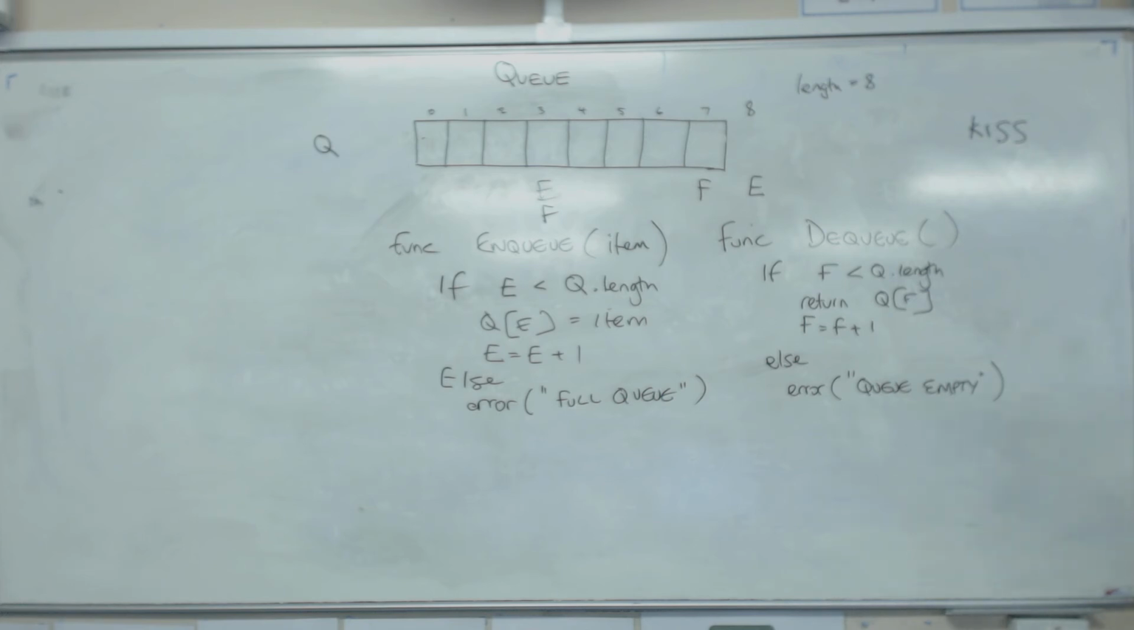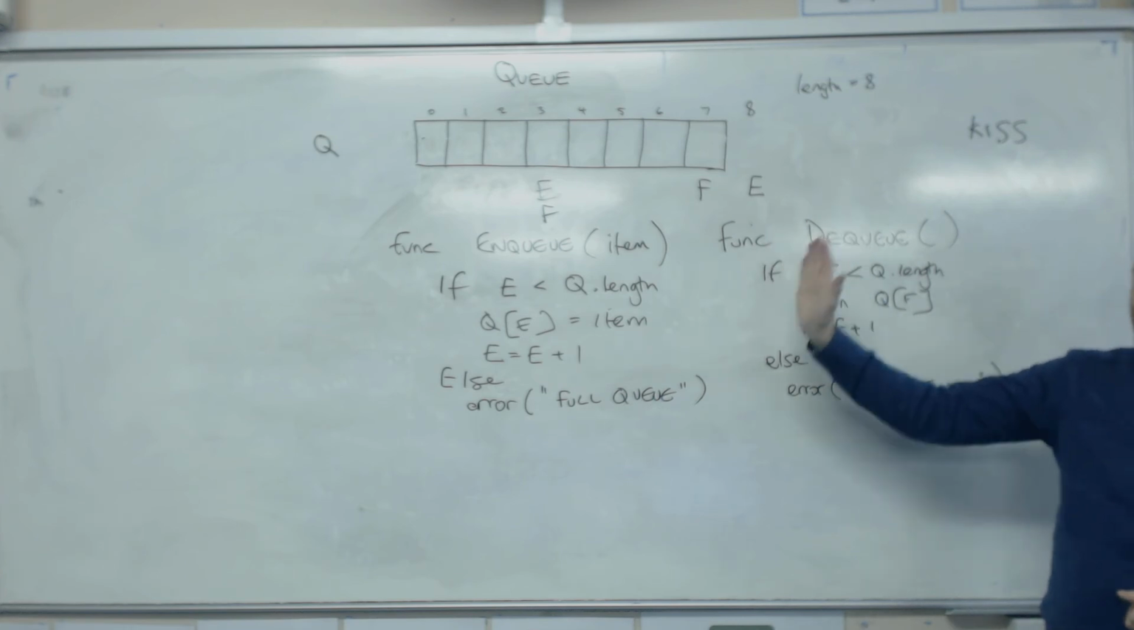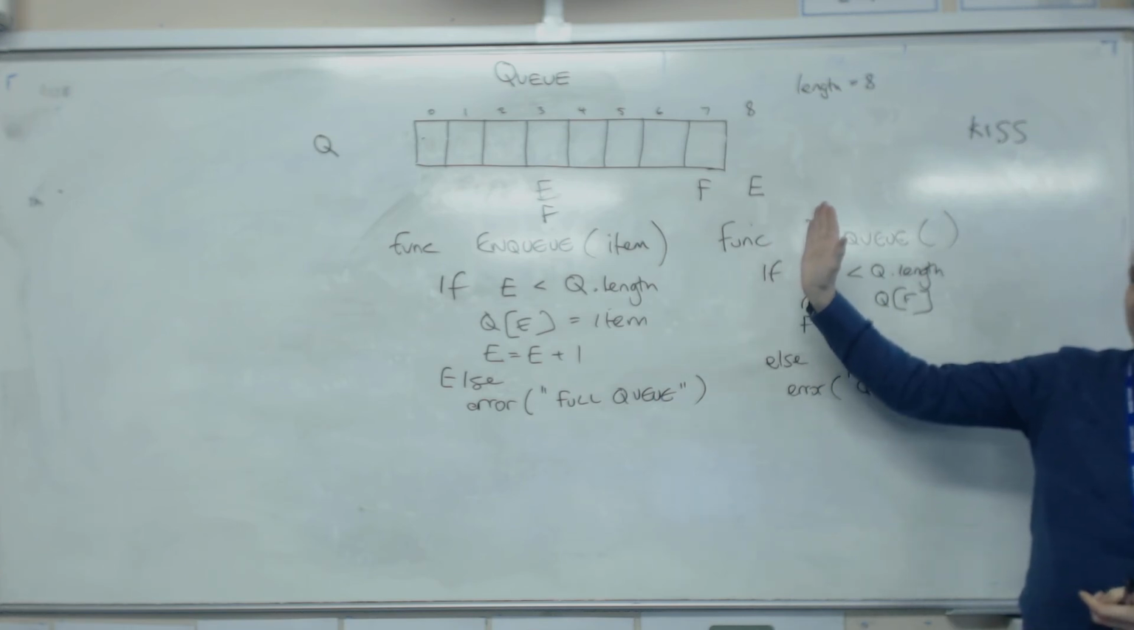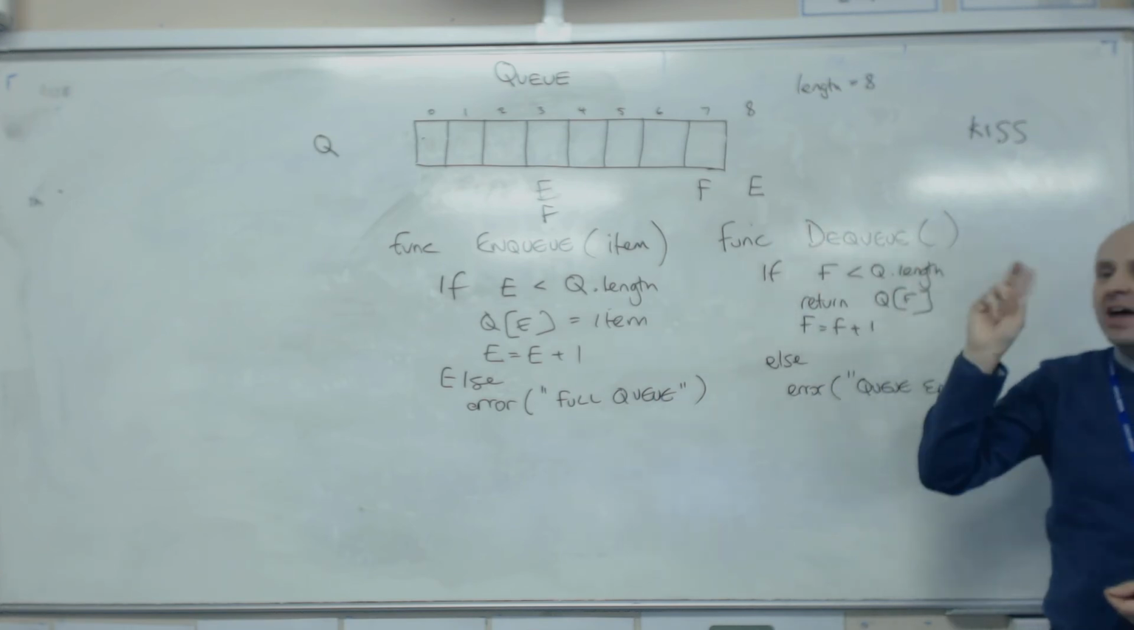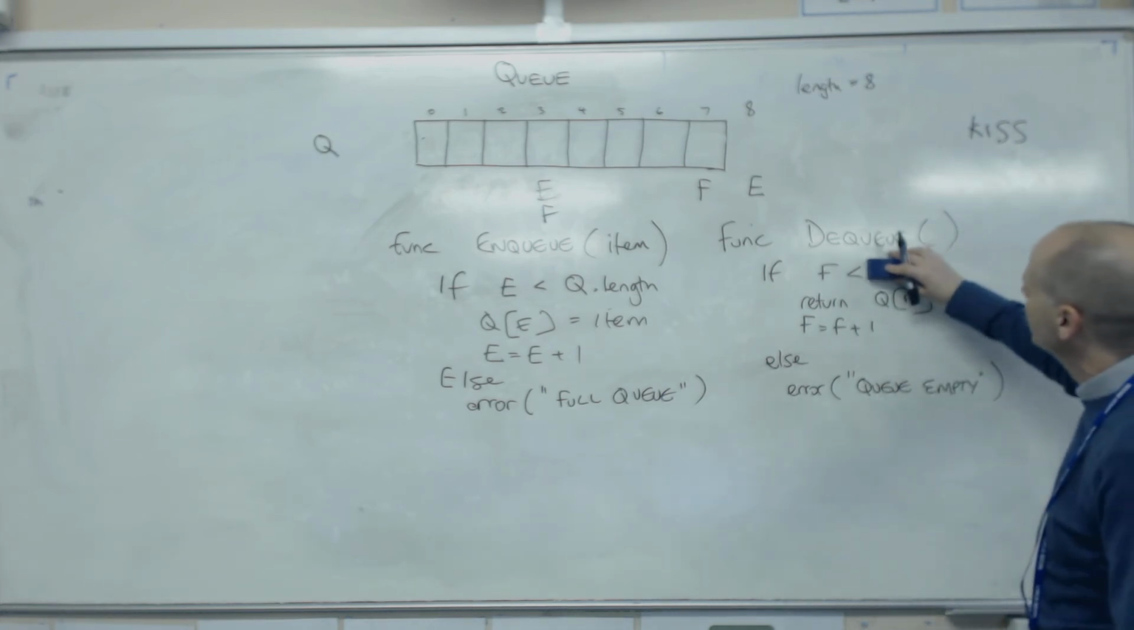I can say, if they're equal in this setup, where the empty part is where end's pointing, if they're the same, then the queue's empty. Or I can reword the logic and say, like Callum said, if F is less than E, then there must be something in there. Does that seem reasonable? Yeah. So actually, the length in this case for the front pointer is irrelevant.